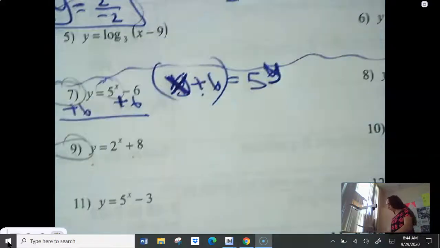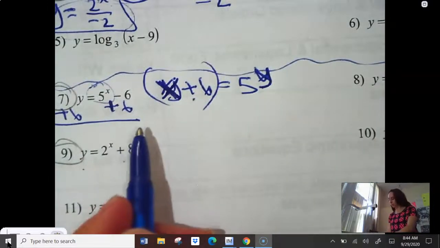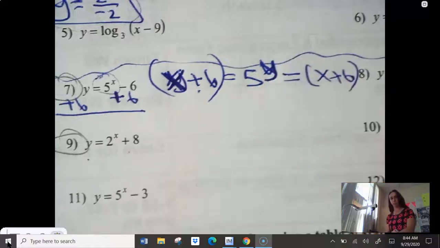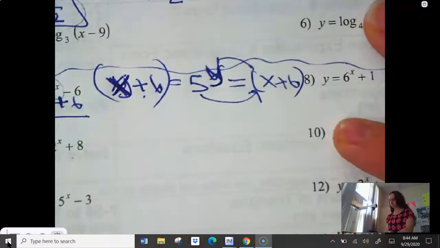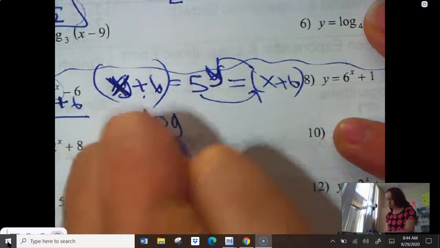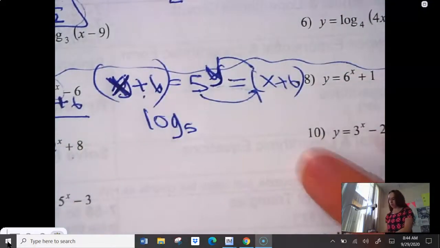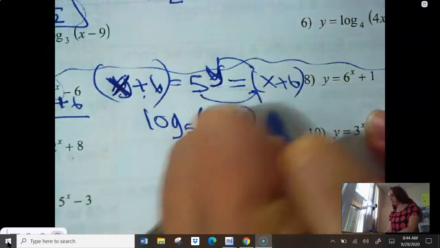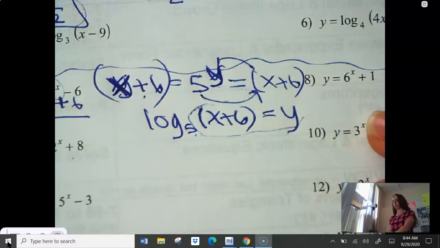Okay? Now, this is a parenthesis. Okay? And I'm going to put it in log form. Some of us feel safe putting the x plus 6 over here to now go like this. And I would go log. This is my base. My base is small. Next is x plus 6, and then equals y. These need to be the exact same size, and this needs to be really small.